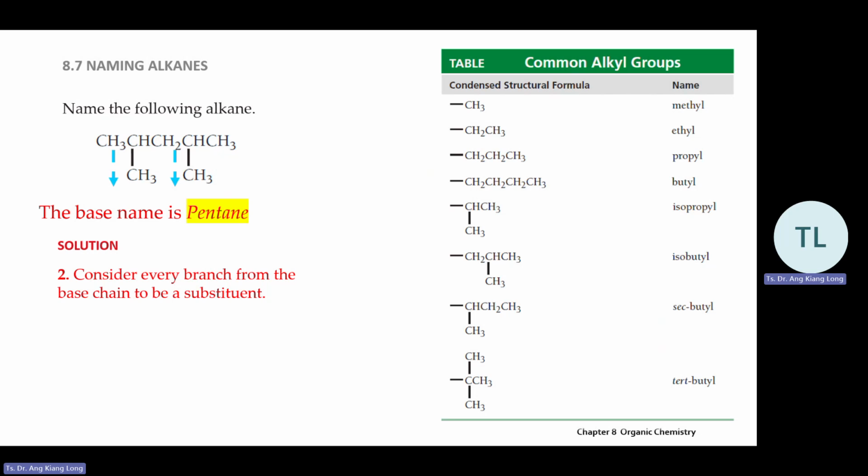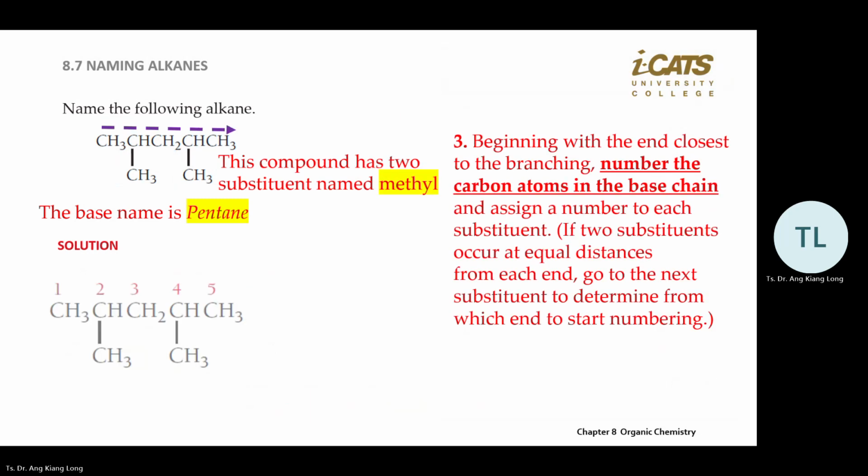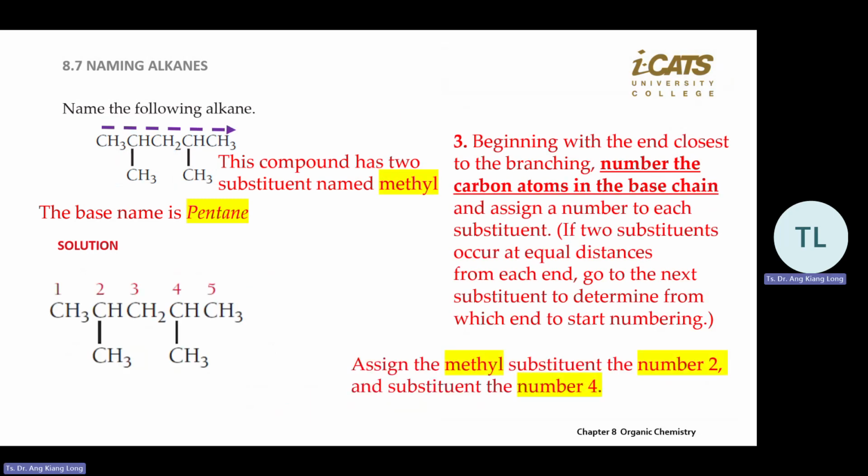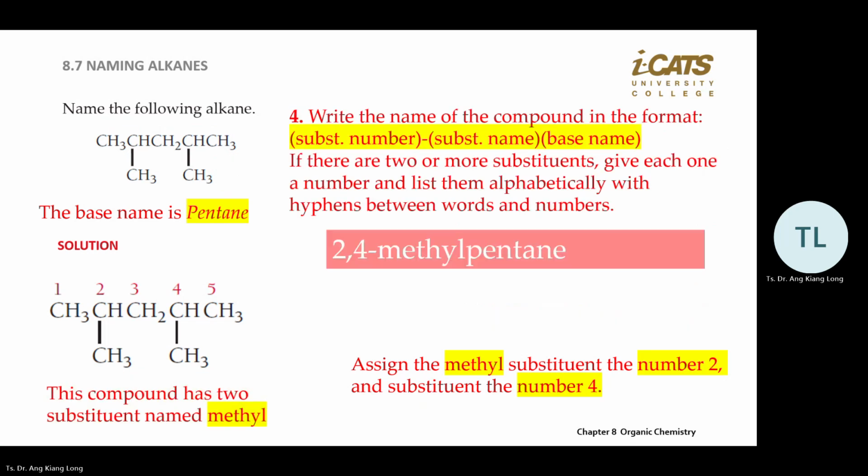Then you count the longest chain. Right? Let's say you have the same one, same name. How do you do? You have the same one, number 2 and number 4. Okay. So if they have the same substituent, you just write in the numbering, number 2, comma 4, then hyphen. Okay, so this is an example for this structure.